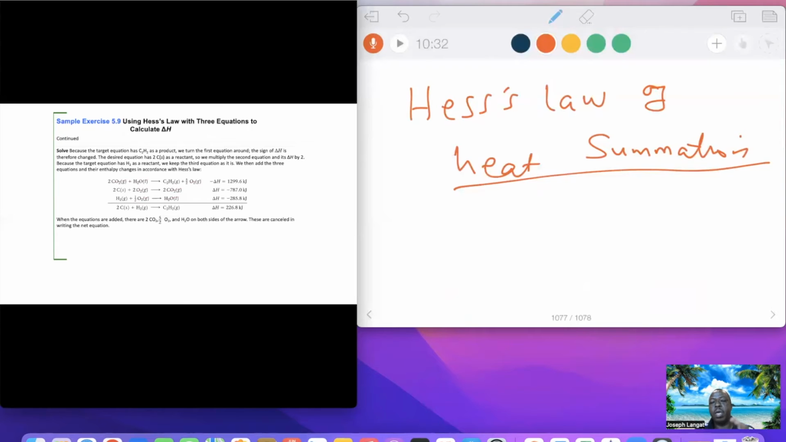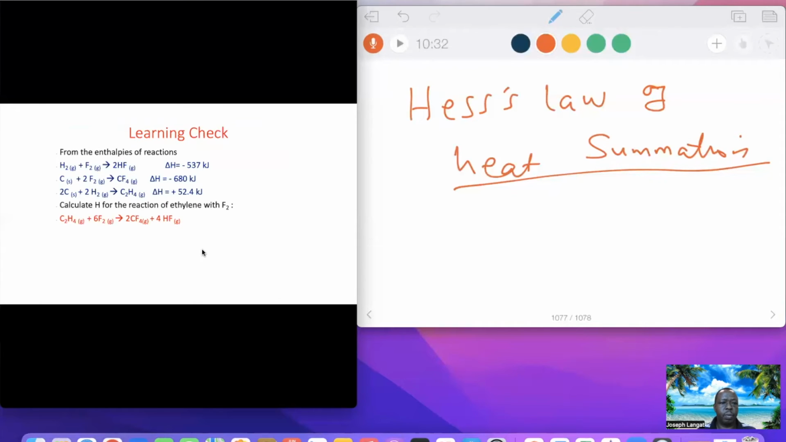So to be well-rounded in this concept, you need to recall the properties of enthalpy. When you flip the equation, the sign also changes. When you divide by an integer, we also divide the change in enthalpy by that integer. If we multiply by that number, we multiply the enthalpy by the same value across, and then we add everything to get the overall change in enthalpy for the reaction. So that's all about the heat of summation, Hess's law of heat of summation.